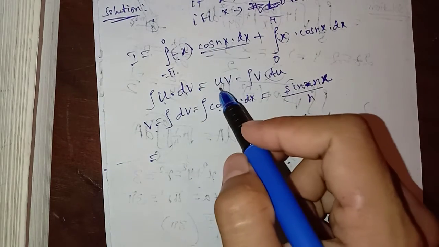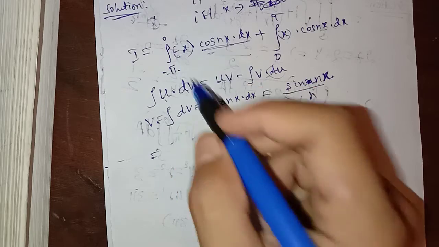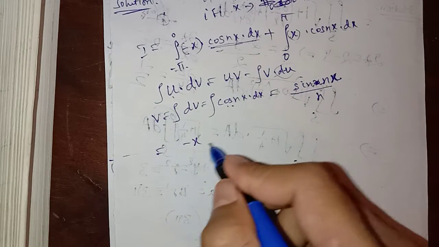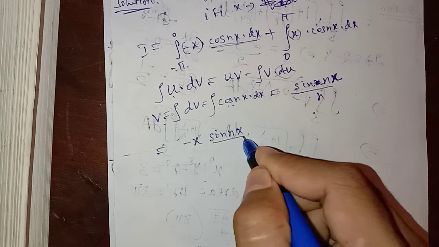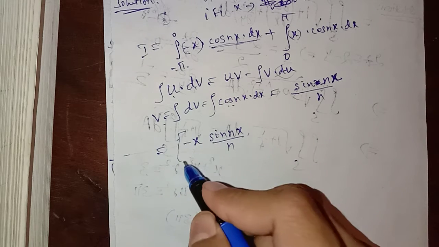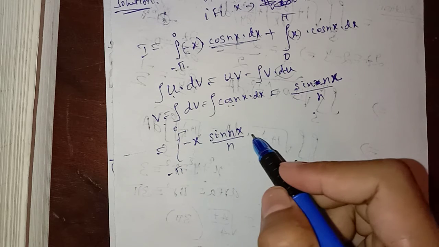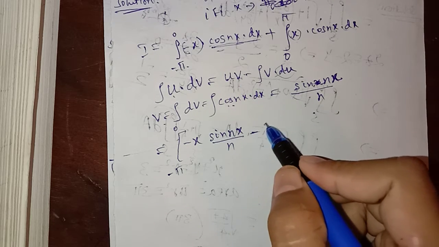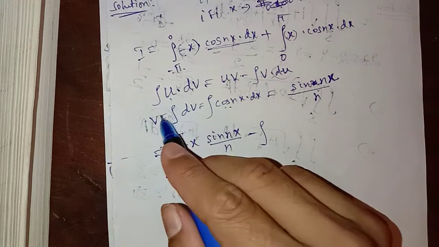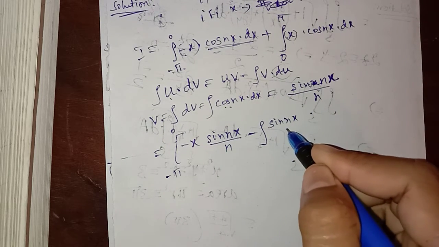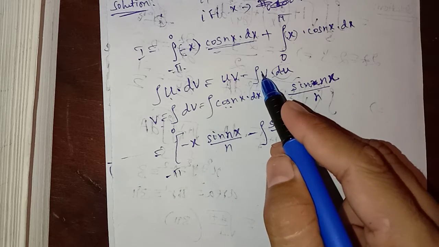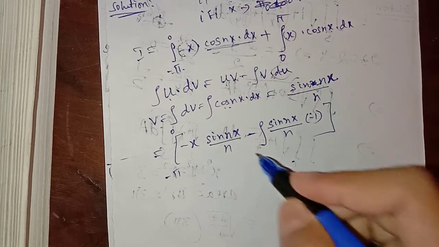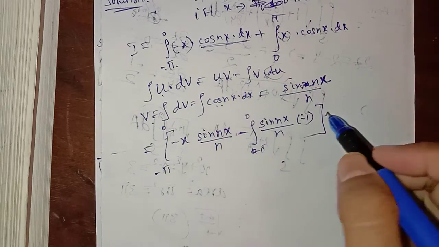Now uv means u is minus x, and v is the integration of cos nx, that is sin nx divided by n. This is from minus pi to 0, minus the integration of v du. Here v is sin nx divided by n, and du is the differentiation of minus x, that is minus 1.